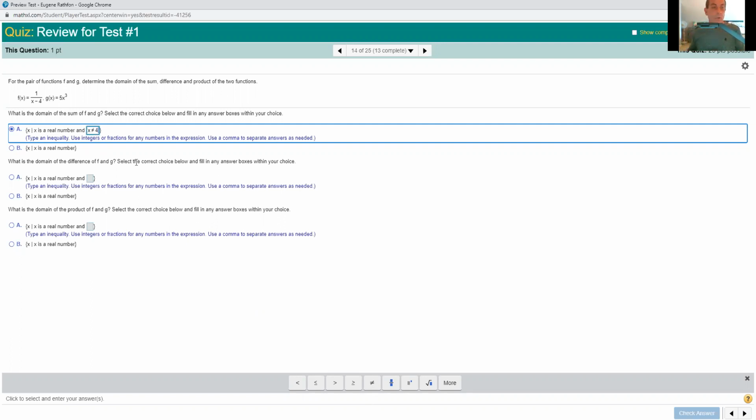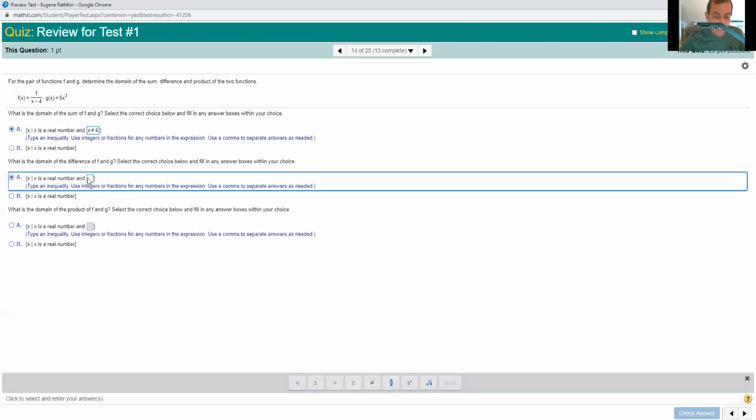And y'all, the difference is going to be the same way because you're going to have 1 over x minus 4 minus 5x to the third. So once again, the only thing you're worried about is the fraction. So this would also be x cannot equal 4.